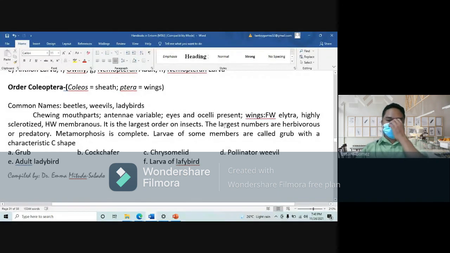The forewings, which are called the elytra, are highly sclerotized, while the hind wings are membranous. It is the largest order of insects. The largest numbers are herbivores or predatory. Metamorphosis of this order of insects is complete. Larvae of some members are called grubs, with the characteristic C shape.